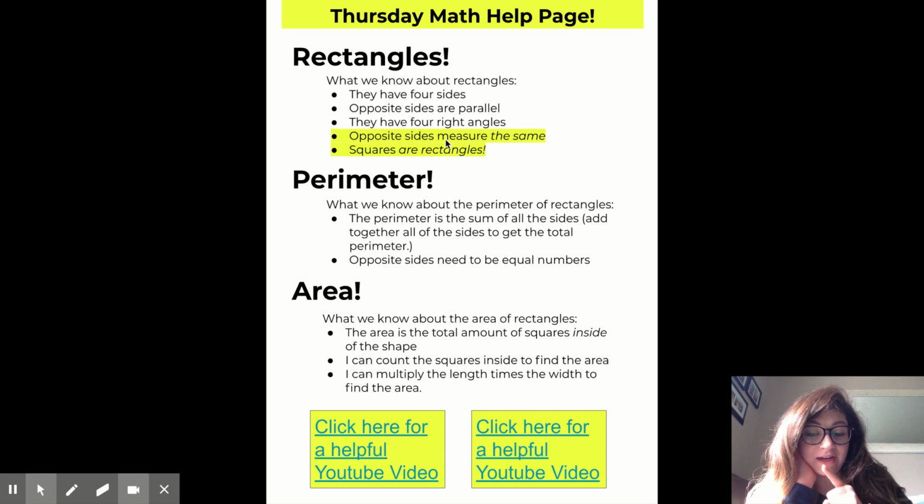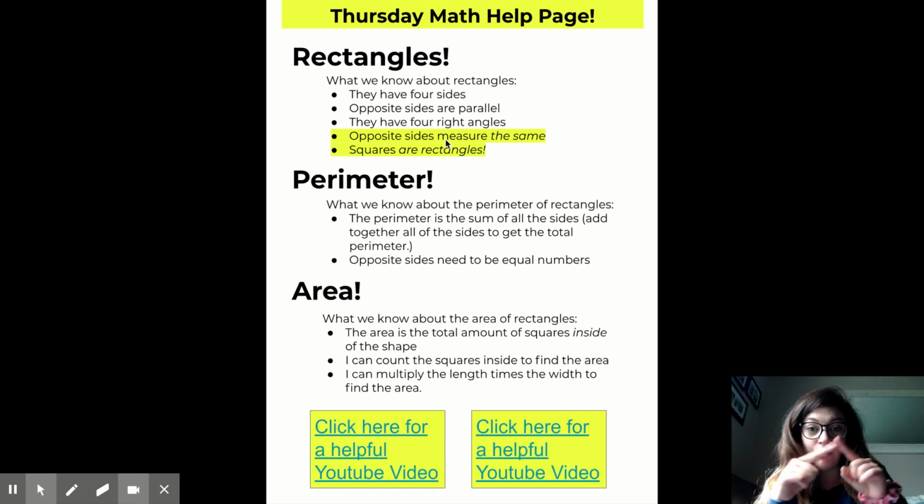So the way that I would find perimeter is to add up the lengths of all of the sides of the rectangle, and that should equal 18 for the rabbit home, because we only have 18 feet of fence. So the whole fence, the perimeter of the fence, needs to equal 18 when I add up all those sides. And I also know about perimeter that opposite sides of a rectangle need the same number.